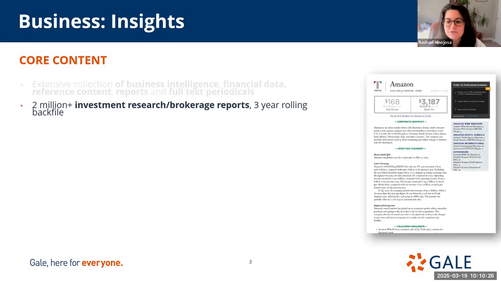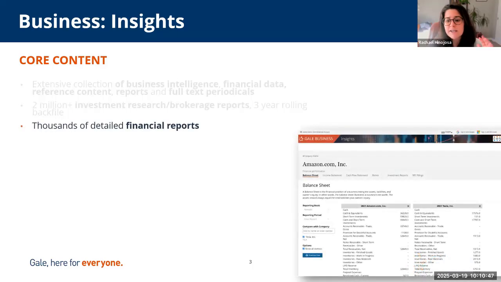Now, some of the core content you'll find in this database includes well over 2 million investment research and brokerage reports. These have a 3-year rolling back file, so you can find the most up-to-date report, but also the previous 3 years, which I think is good for tracking progress and growth. We also have thousands of detailed financial reports, which are often interactive and very useful for anybody doing investment projects, or an accounting project where they need to understand and manipulate things like a cash flow statement or a ratio statement.